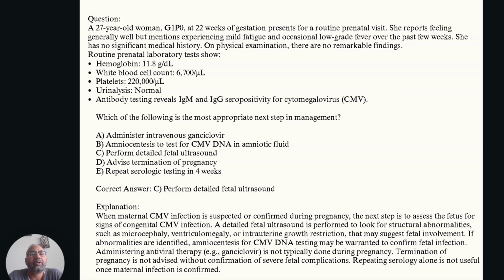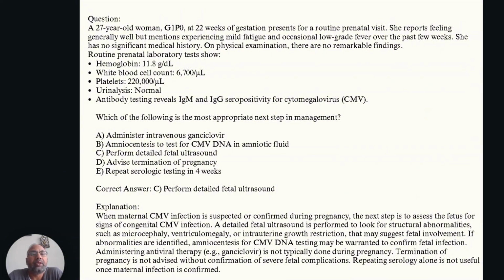Routine prenatal laboratory tests are done, and they show hemoglobin is okay for a lady. White blood cell count is also not elevated. Platelet count is also okay. Urinalysis is normal. Antibody testing reveals IgM and IgG seropositivity for CMV. So she is positive for cytomegalovirus. So what is the most appropriate next step? Based on the previous slide, we are going to look at this question.